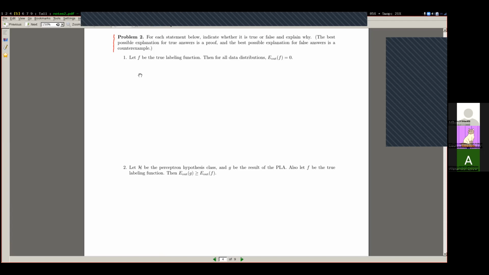Okay, so this first problem, the things to note about this first problem, it's saying, let f be the true labeling function. How many people here know the definition off the top of your head of the true labeling function? Okay, I do.